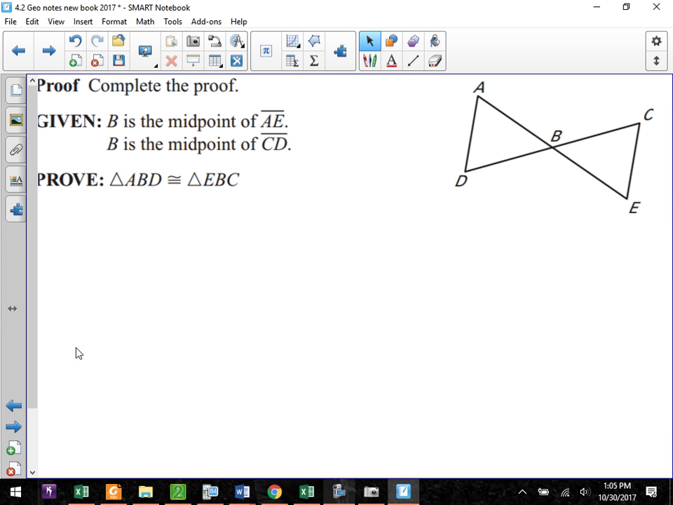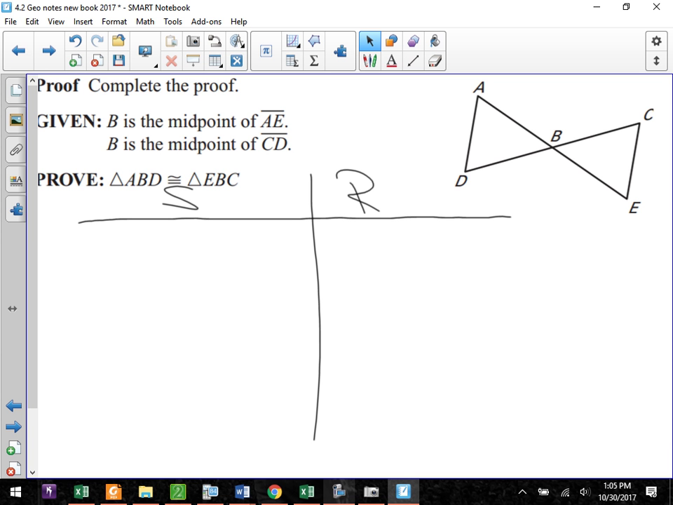Yes, sir. So in this one here, again, we start with our little T-chart. Statements, reasons. What you're saying, why you're saying it. First thing I write down is my given. So we write out our first given statement. It says B is the midpoint of AE.